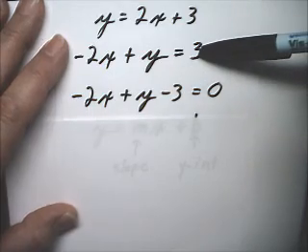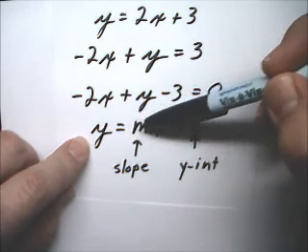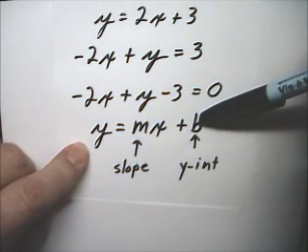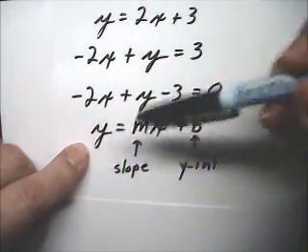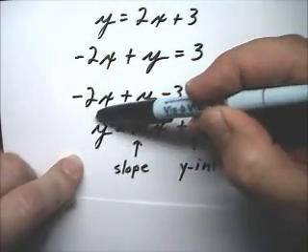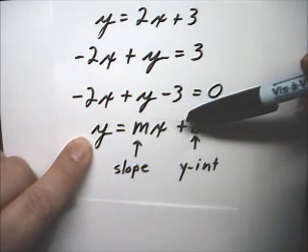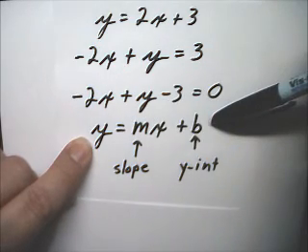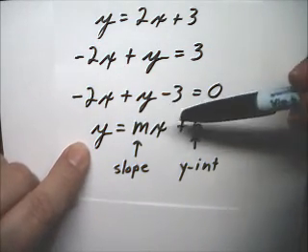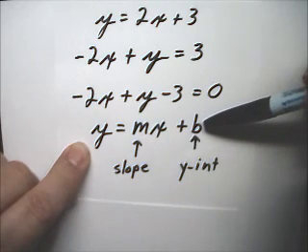Now, slope-intercept form is this: y equals mx plus b. When the equation looks like this, there's no number multiplying the y, it is all alone on the left-hand side of the equation, and the x and the constant term are on the other side. The way it works out is this m is the slope, and this b works out to be the y-intercept.